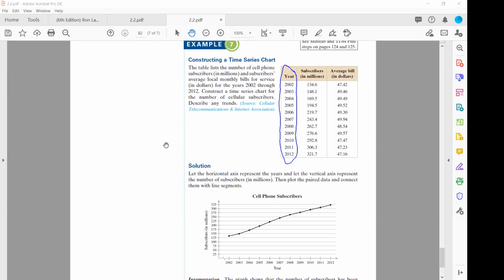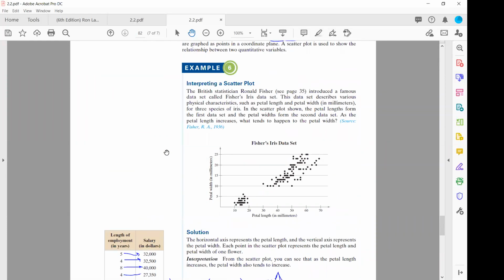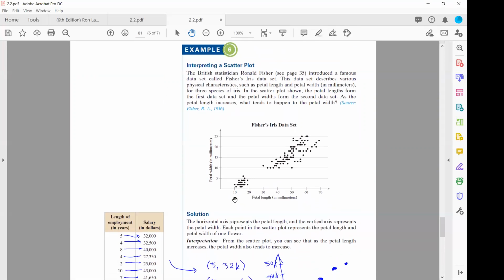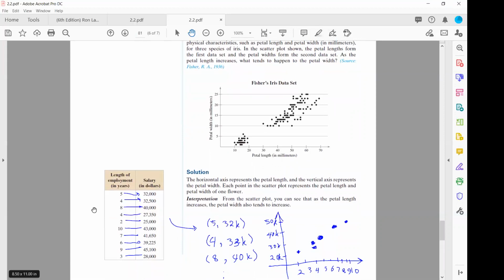By any chance, can you go back to example 6? Sure. So for this one, a scatter plot is given to you. On the horizontal axis, you have the length, and on the vertical axis, you have the width. This is the IRIS data set. This is one of the famous data sets that they use in statistics. Now, here you have a table, and your goal is to visualize the data using a scatter plot. On the horizontal axis, you can use length of employment. On the vertical axis, you have the salary.